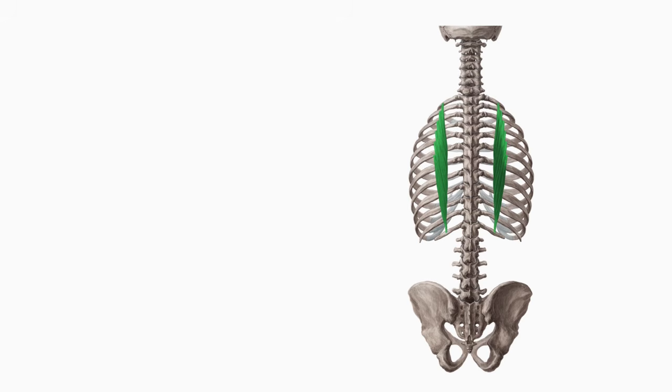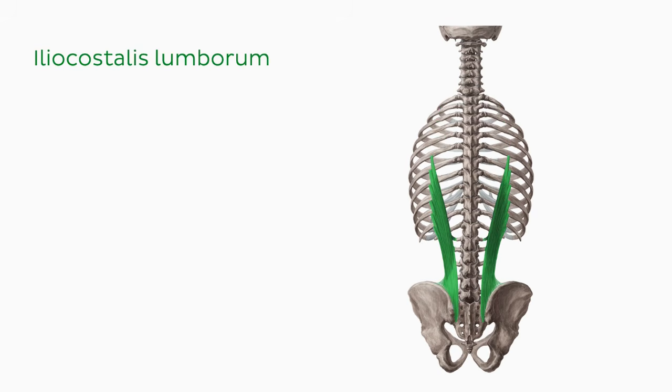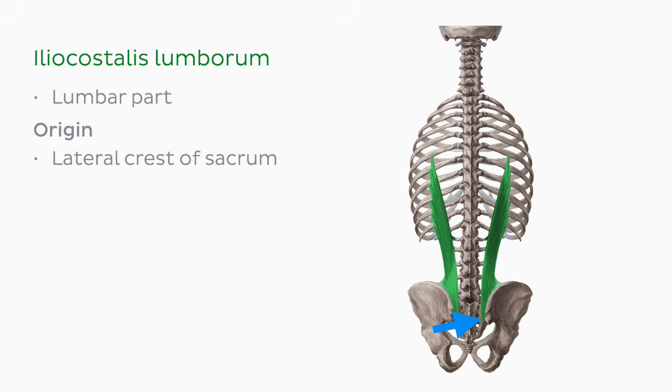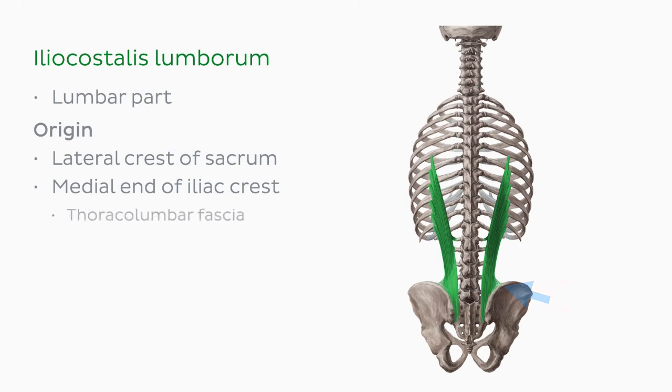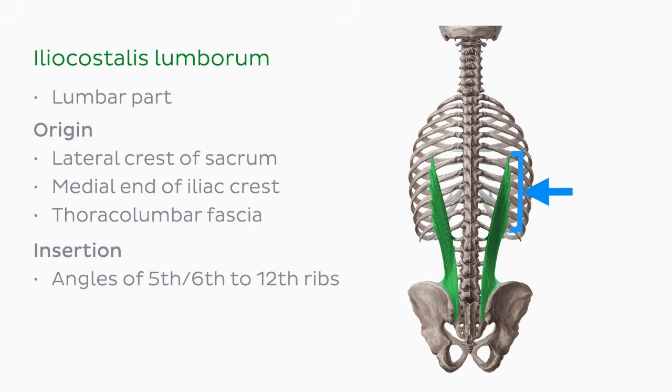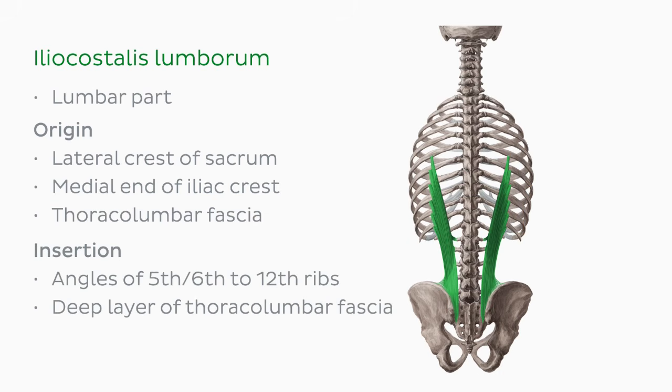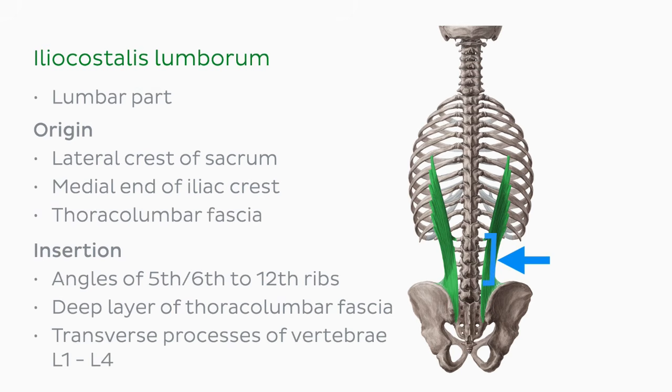And the lumbar part of this muscle is known as iliocostalis lumborum. It has its origins on the lateral crest of the sacrum, the medial end of the iliac crest, and the thoracolumbar fascia. It inserts on the angle of the 5th or 6th to 12th ribs, the deep layer of the thoracolumbar fascia, and on the transverse processes of the vertebrae L1 to L4.